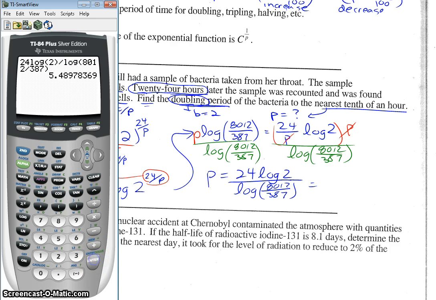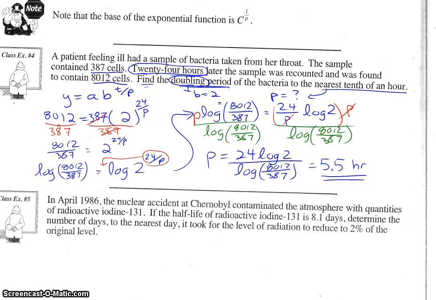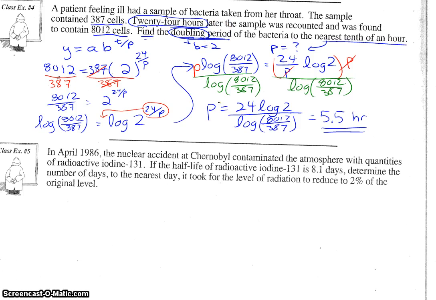Okay, so we hit enter, and we get, to the nearest tenth of an hour, 5.5. So 5.5, and how do we know that was in hours? It's because the time unit we used for t was also in hours. All right, good. Let's look at the next question.